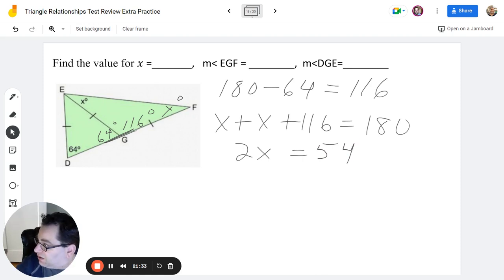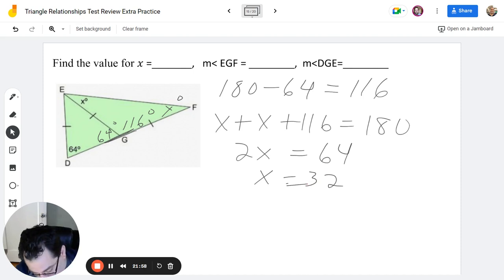Divide both sides by 2, and 64, sorry, 60. Because 180 minus 100 is 80, 70, 64. Divide by 2, we get x is equal to 32 degrees. So the measure of angle x is 32 degrees.